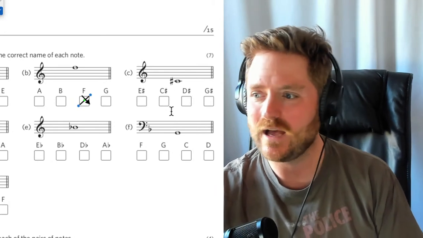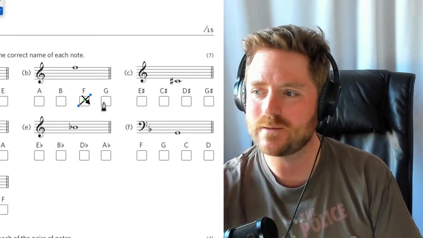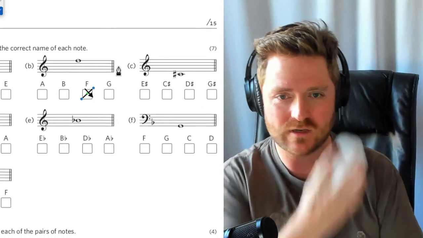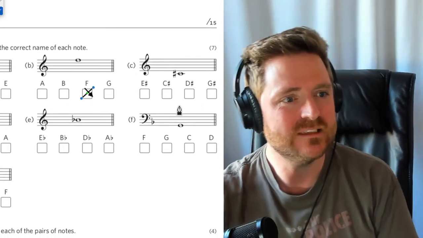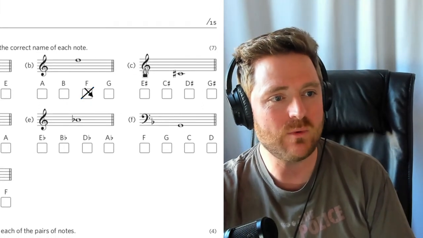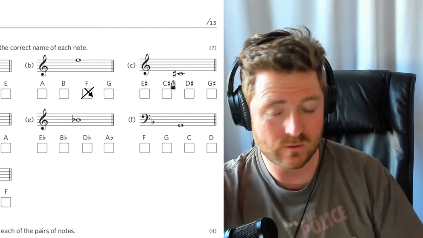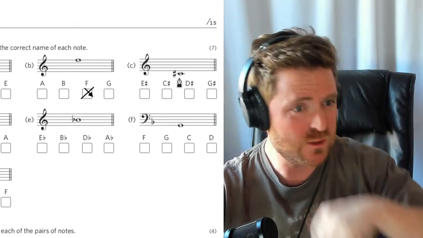Fabulous. People are asking about the clicking. Yes, that's my mouse and I'm adding to the paper. So here we are back to number three. We are still in the treble clef. Okay, so just click your head into treble clef mode.